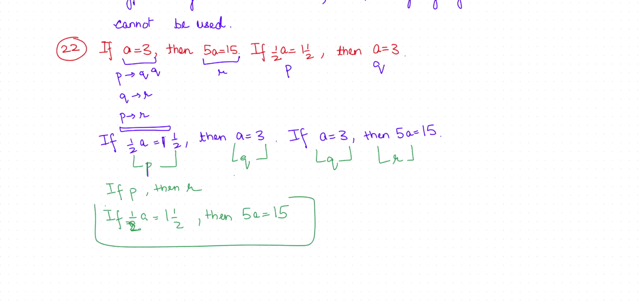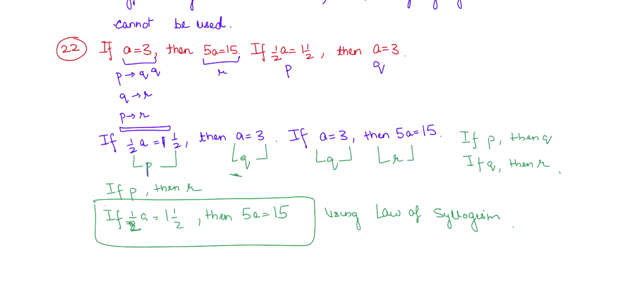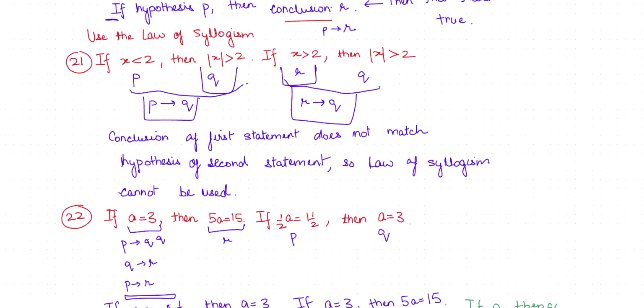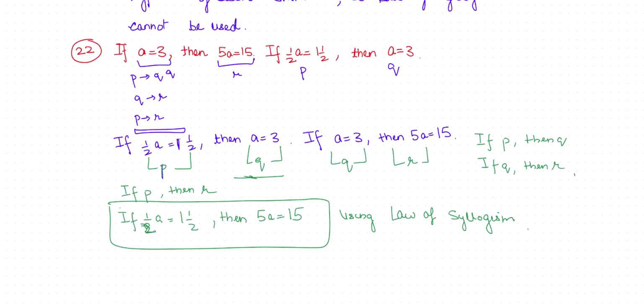And we could use the law of syllogism here because Q of the first statement, or the conclusion of the first statement, matched with the hypothesis of the second statement. Okay. In question 21, we couldn't use it because the conclusion of the first statement does not match with the hypothesis of the second statement. But here we rearranged a little bit and we saw that Q of the first statement matched with the hypothesis of the second statement. So if P then Q, if Q then R, and we use the law of syllogism. Okay. Now let's do the next questions.